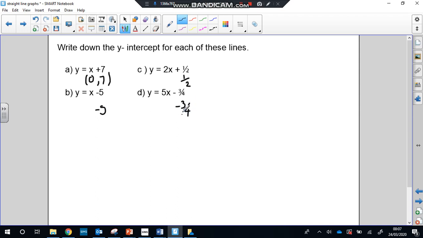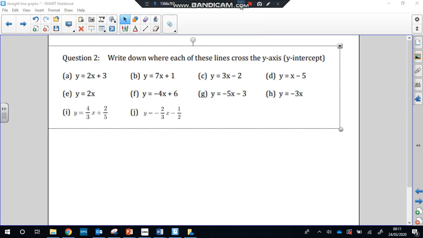Okay, and if you remember, you've got questions similar to that on your 20 questions. So you should now be able to start answering those correctly. Okay, so have a go at these few questions here. You've got to write down where each of these lines cross the y-axis. In other words, write down the y-intercept for those questions. So pause, have a go at that, and we'll mark that in the next lesson.